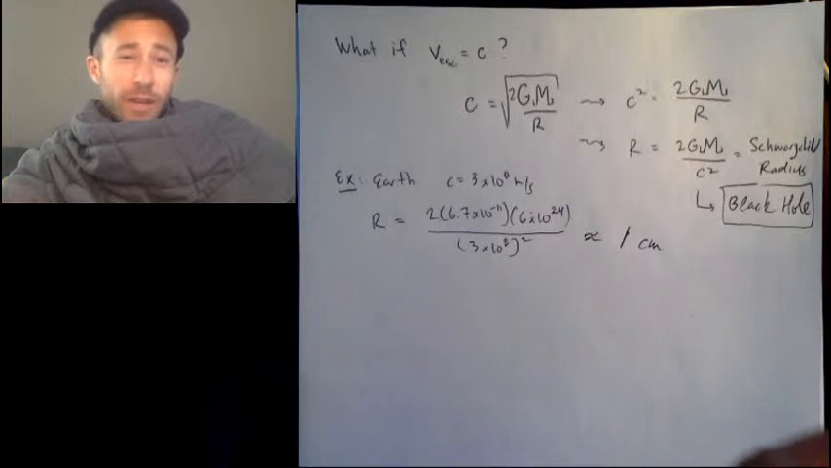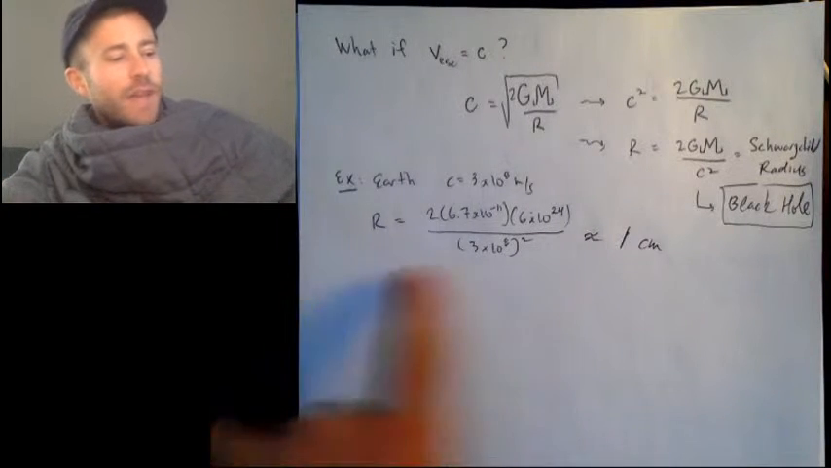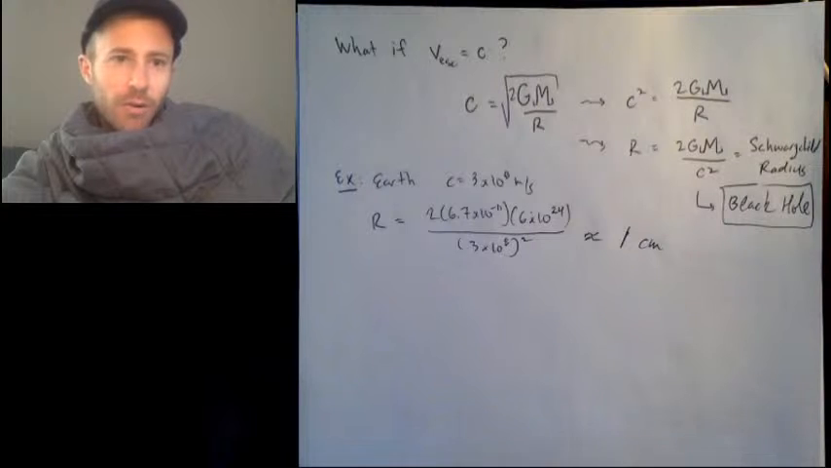So how do you achieve that amount of compression? How do you compress it that much so that it actually turns into a black hole?